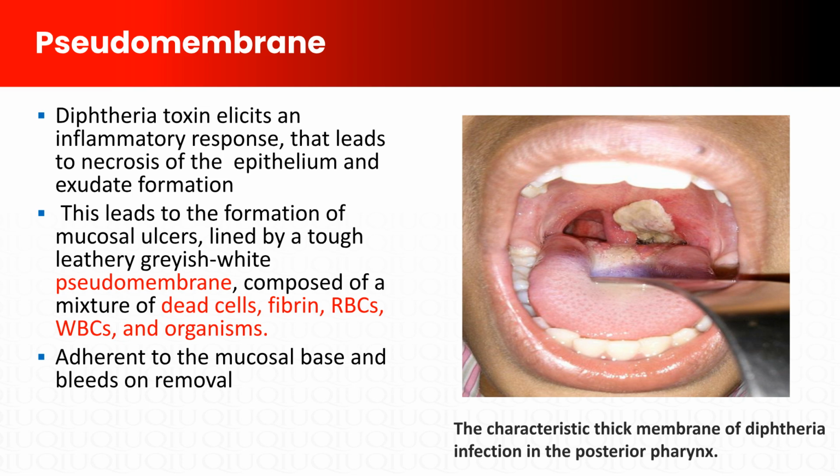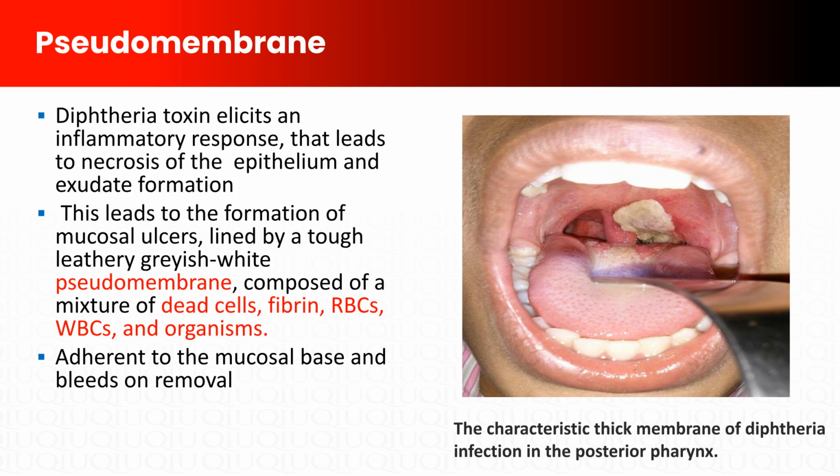It's a mixture of dead epithelial cells from the destroyed mucosa, fibrin from the coagulation cascade activated by tissue damage, red blood cells that have leaked from damaged vessels, WBCs that have migrated to fight the infection, and the organisms themselves. A critical characteristic of this pseudomembrane is that it's firmly adherent to the mucosal base.